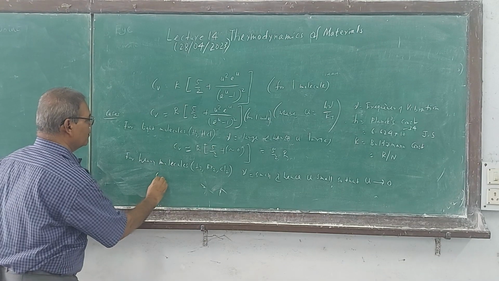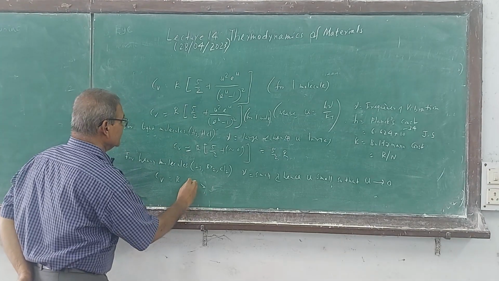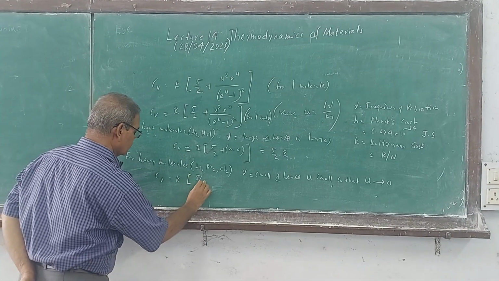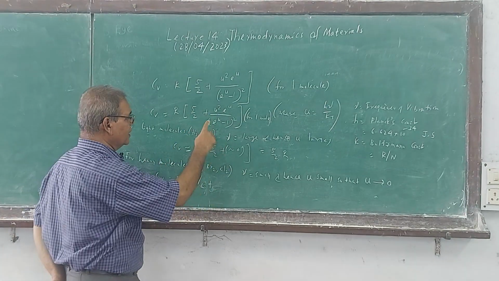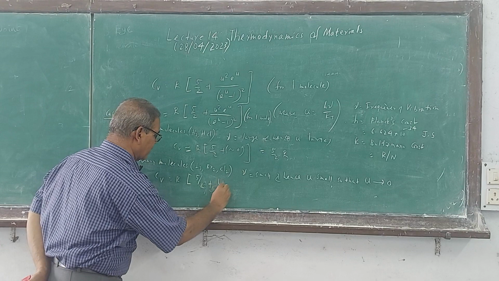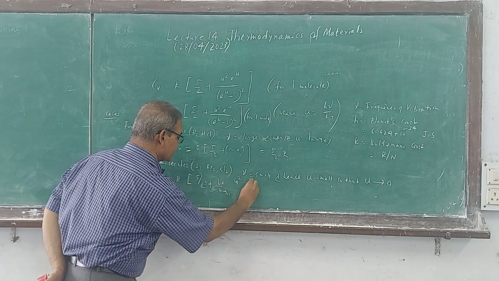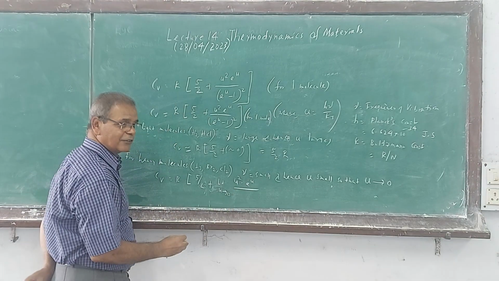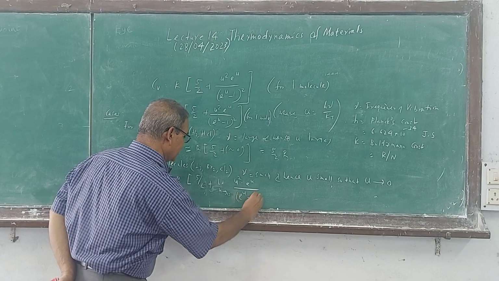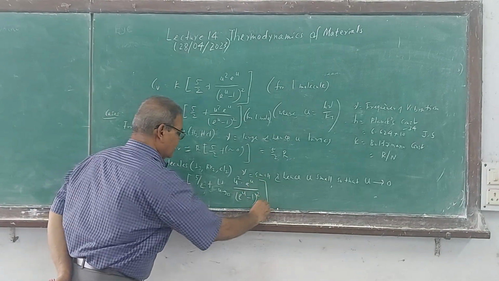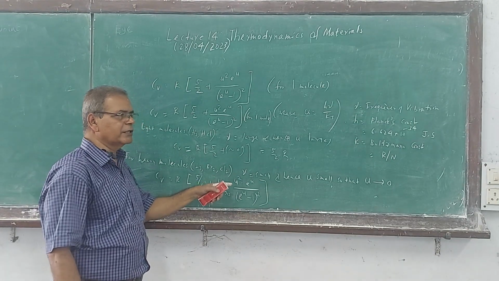I am writing CB again, R times 5/2 plus the limit. As U tends to 0, what is the value of this limit? This is a very interesting exercise in limit and continuity. Remember, in the limit class, everything is required. I will help you.